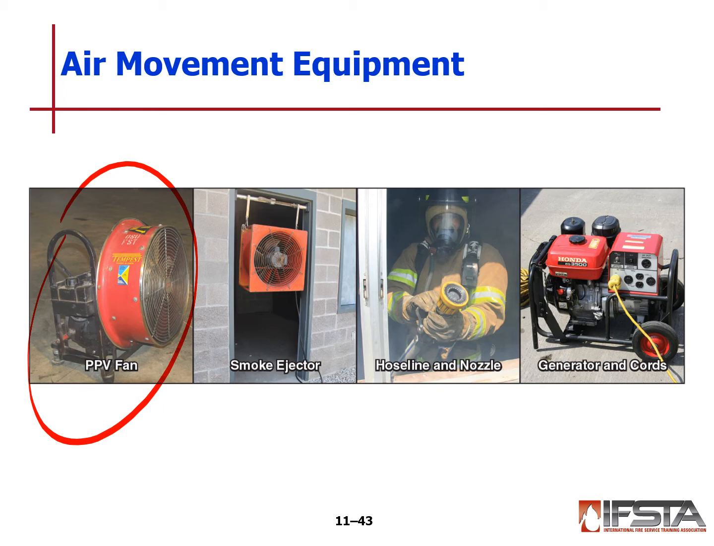You can use a hose line and a nozzle on a full fog to ventilate out a window or out a door as well. It will draw air as it passes or spins the ring in the nozzle. And we have to have, in most cases, especially if we're using electrical equipment, generators and cords.